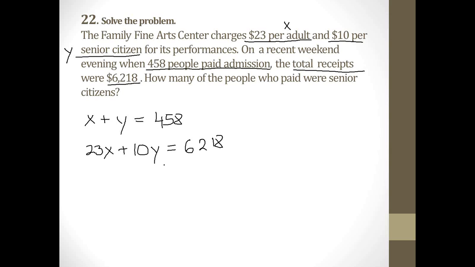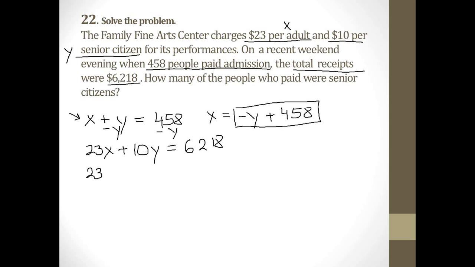So we have our two systems of equations, and looking at it, I probably will go for substitution. So I'm going to solve for X right here by subtracting Y from both sides, and that should equal X equals negative Y plus 458. All right, so now I'm going to use this and plug that into my second equation for X.